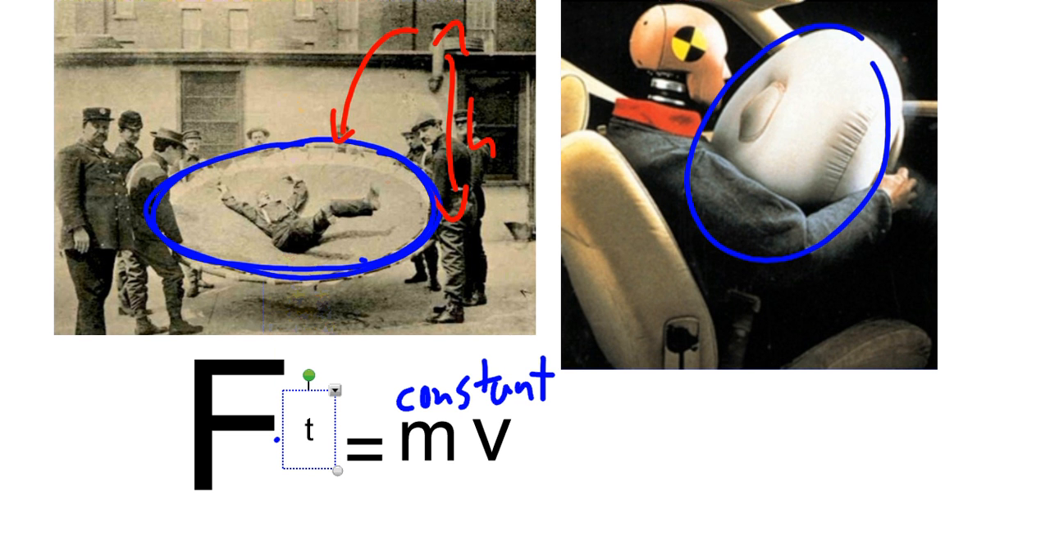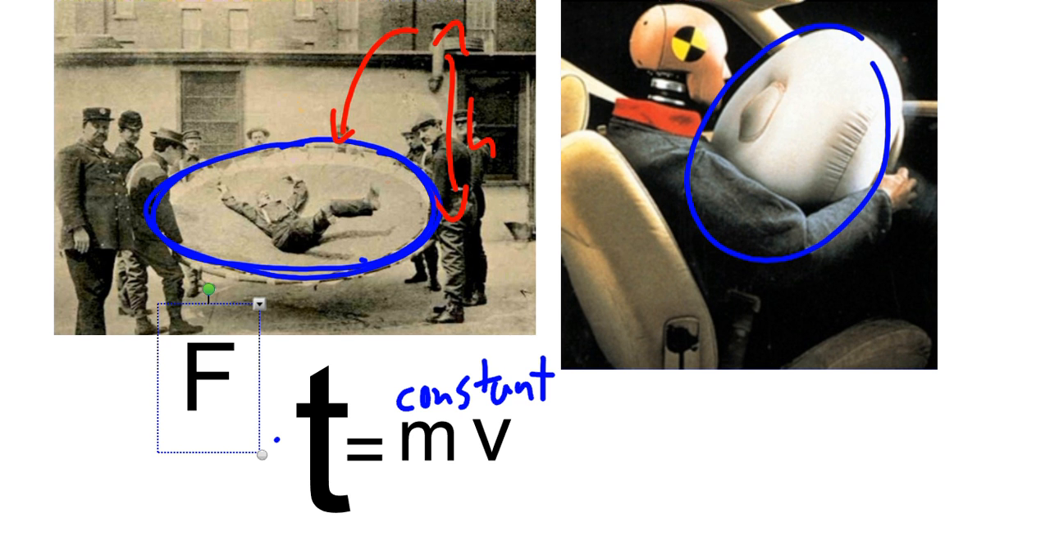So how do the trampolines and the airbags work? They work by extending the time a person's in contact with a surface. So by making this time really, really big, the person feels a very, very small force. Ooh, tiny force. And that's how they're able to survive those kind of impacts.